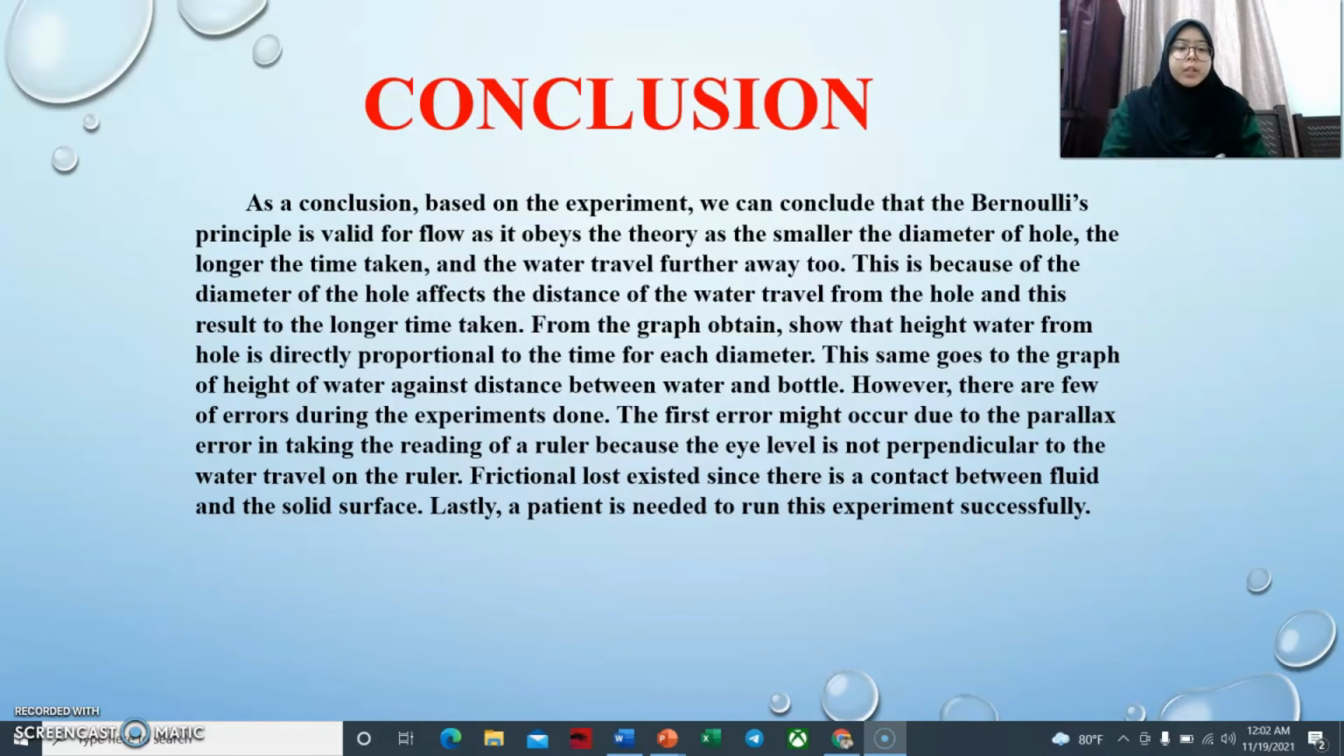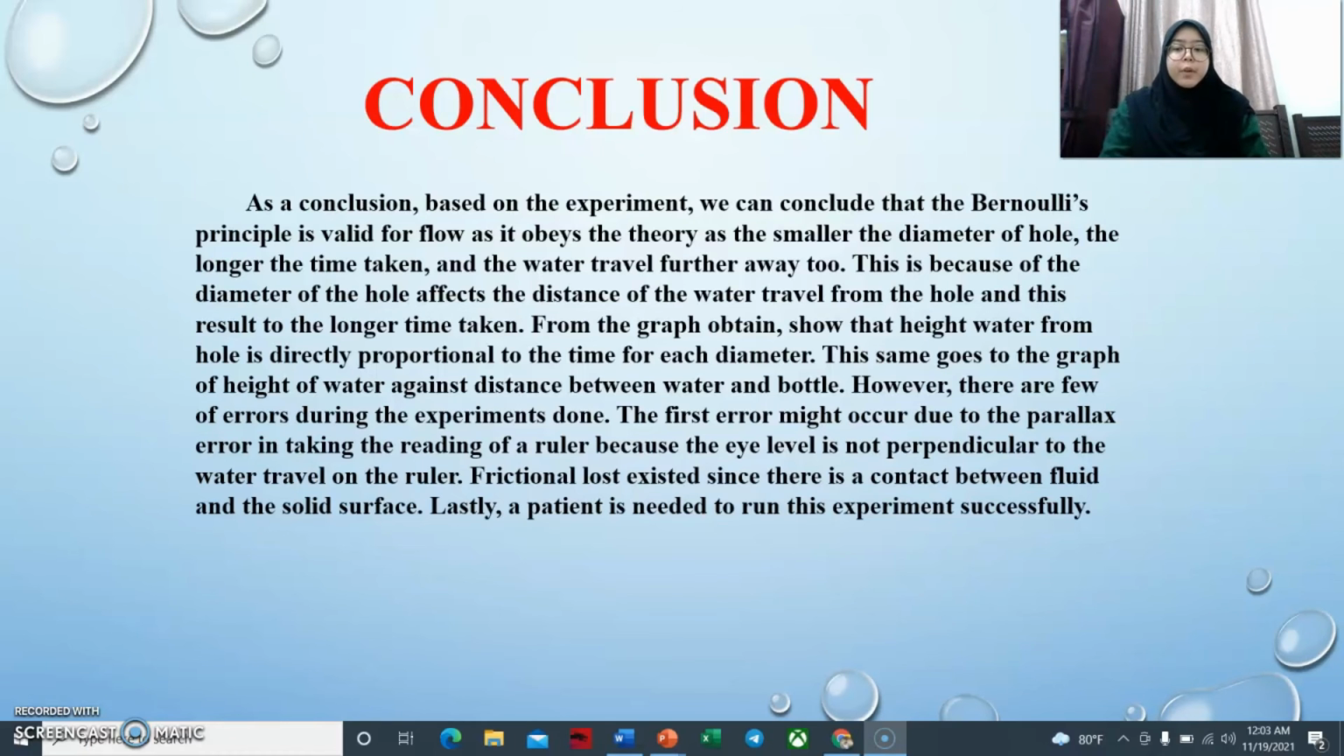The graph obtained shows that the height of water above the hole is directly proportional to the time taken for each diameter. The same goes for the graph of height of water against the distance between the water and the bottle.